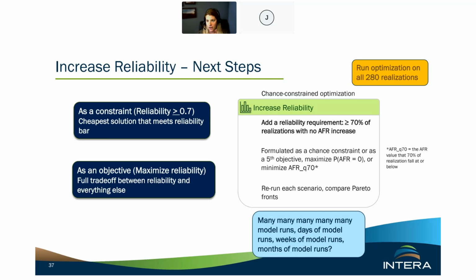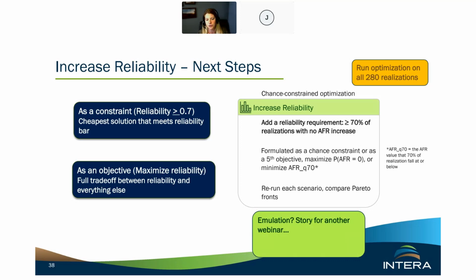I figure you can run that a few times and iterate on it and get a solution. But now imagine for each of those generations where you're running the model hundreds of times, each of those models represents 280 models. So you're multiplying everything by 280 basically. That's where I'm saying, now you've got weeks of model runs, potentially months of model runs, depending on your computation processing power.